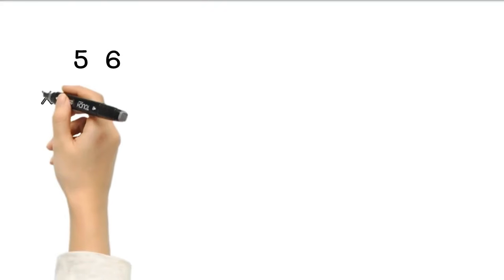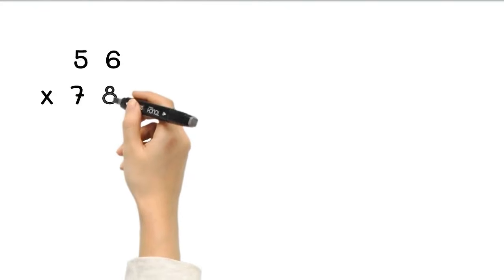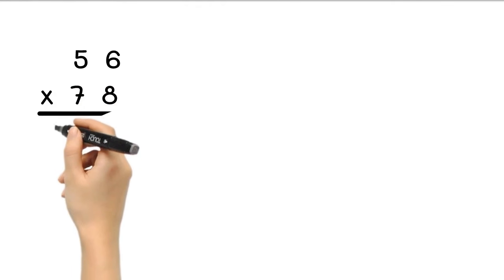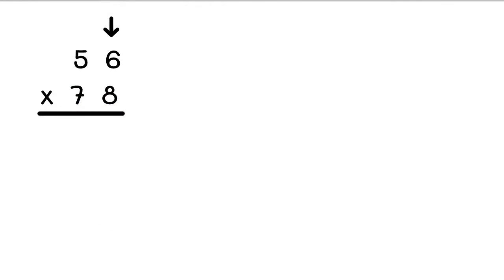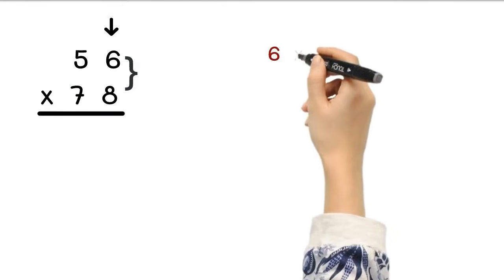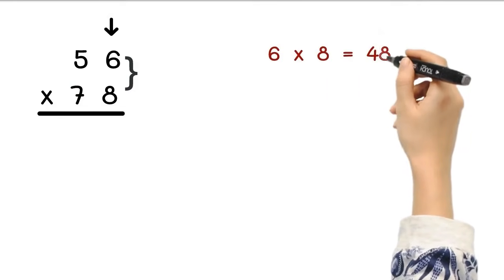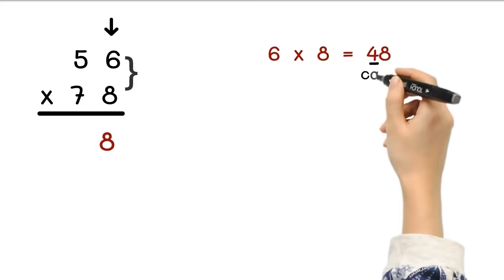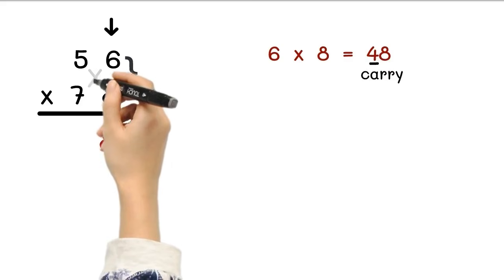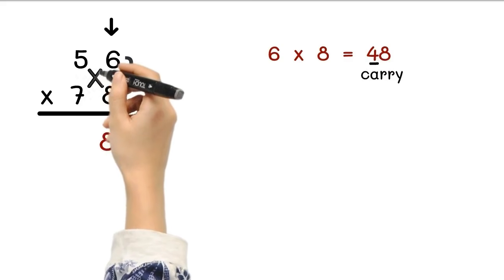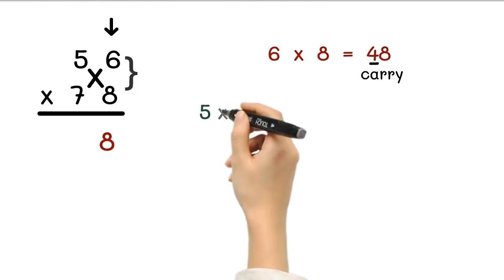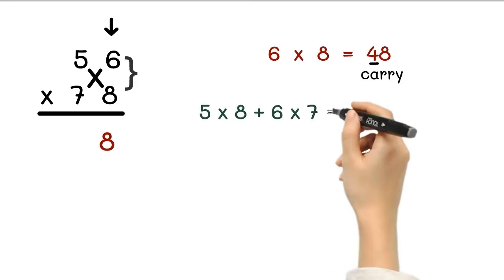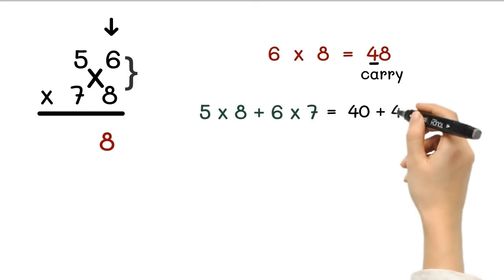Next example is 56 multiplied by 78. We will follow the same procedure as the previous one. So let's start with the rightmost digit. Multiply 6 and 8. So 6 times 8 equals 48. Write 8 here and take 4 as a carry. In the next step, we will do cross multiplication and their addition. So 5 times 8 plus 6 times 7 equals 40 plus 42, which is equal to 82.